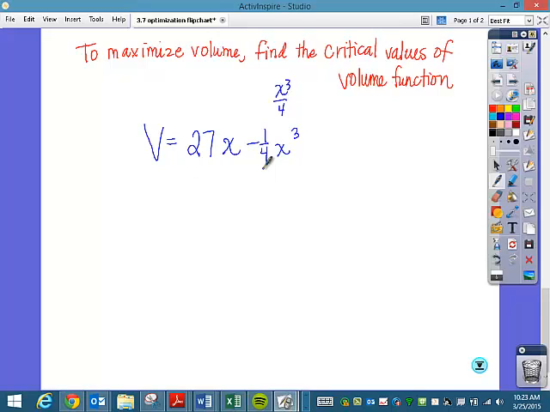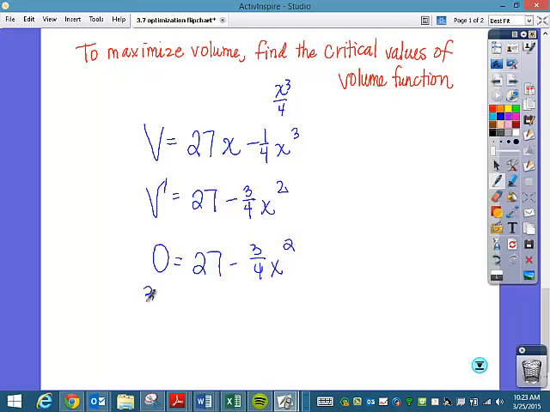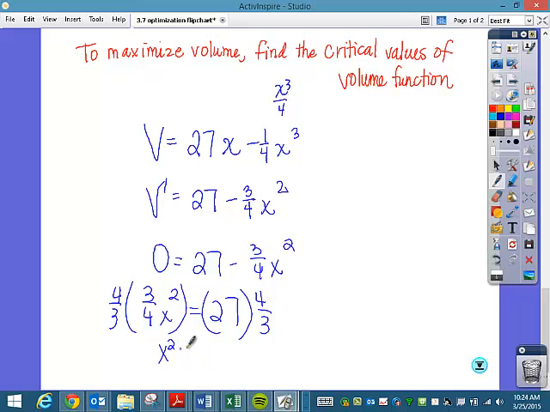So I'm going to take the derivative, and we'll call it V prime. The derivative of volume is 27 minus, take the exponent, pull it out front, 3/4 x squared. To find critical values, you set your derivative equal to 0. So 0 equals 27 minus 3/4 x squared. Move the 3/4 x squared to the left side. To get rid of the 3/4, I multiply by the reciprocal, 4/3, which gives me x squared equals 36.